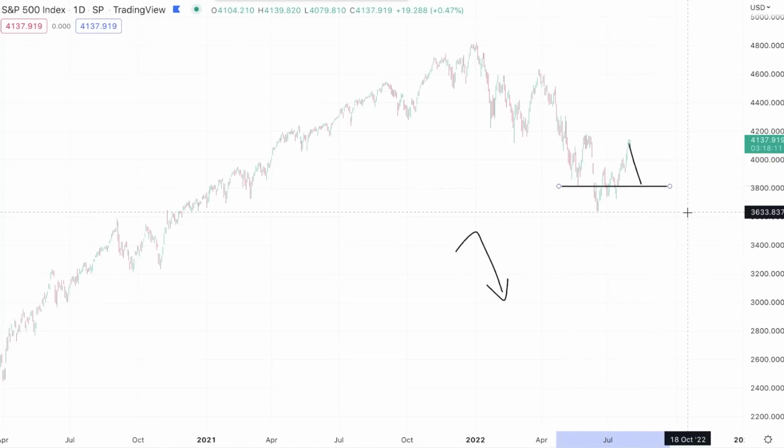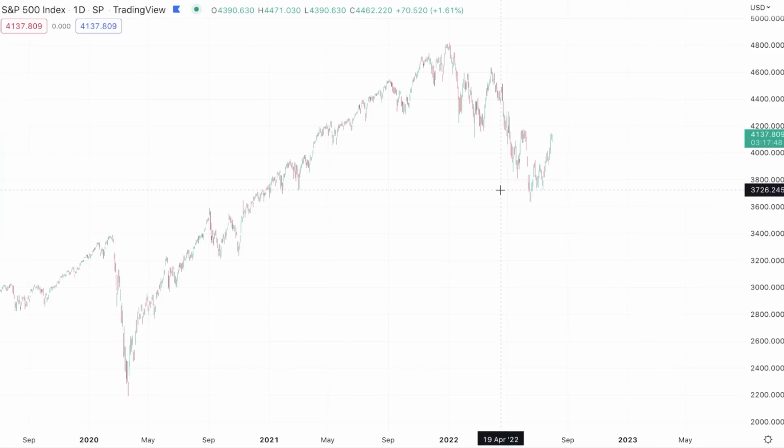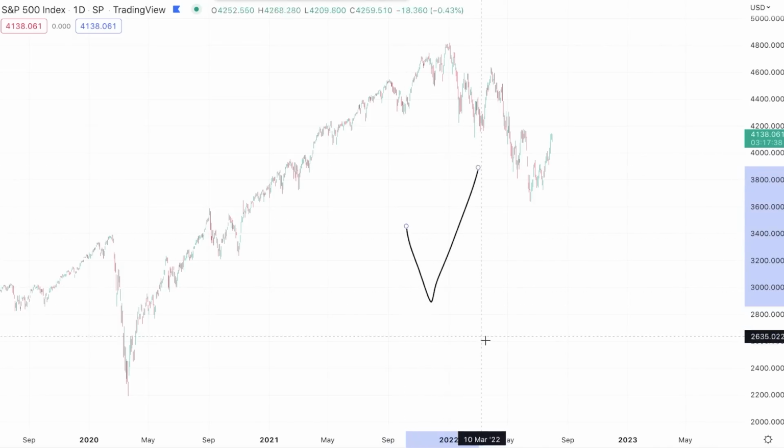Now, this is not a prediction. I want to be very clear about this. In my opinion, it is what's going to determine the difference between a V-shaped recovery and a bottoming process.